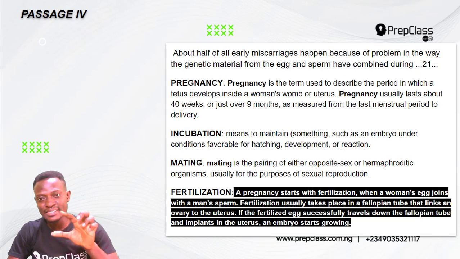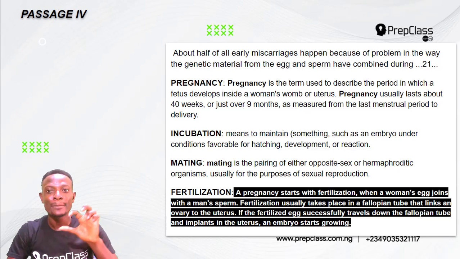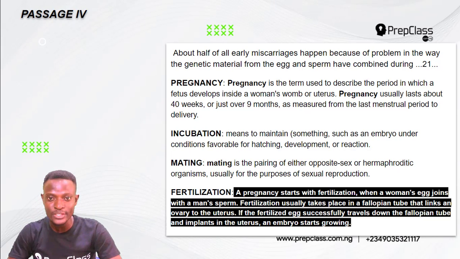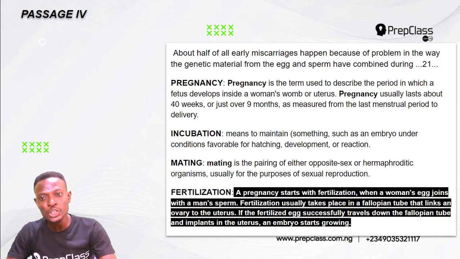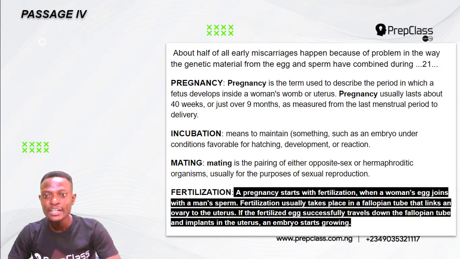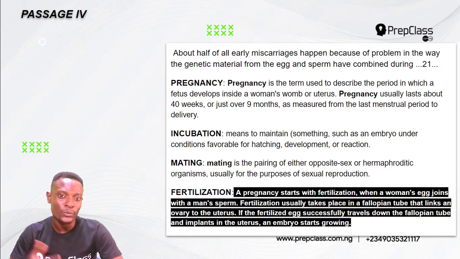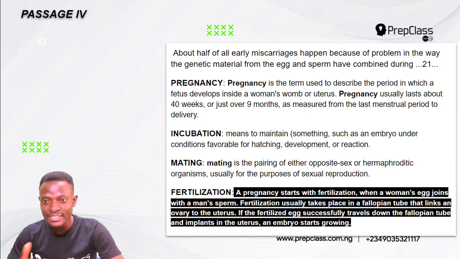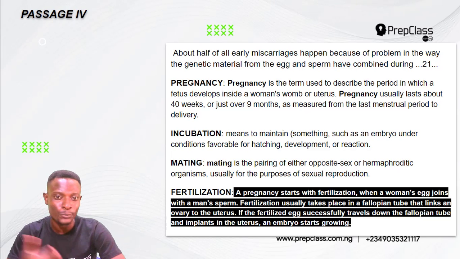Now, pregnancy is the term used to describe the period in which a fetus develops inside a woman's womb or uterus. Pregnancy usually lasts about 40 weeks or just over 9 months, as measured from the last menstrual period to delivery. Option B. Incubation. Incubation means to maintain something, such as an embryo, under conditions favorable for hatching, development, or reaction. Mating is the pairing of either opposite sex or hermaphroditic organisms, usually for the purposes of sexual reproduction.